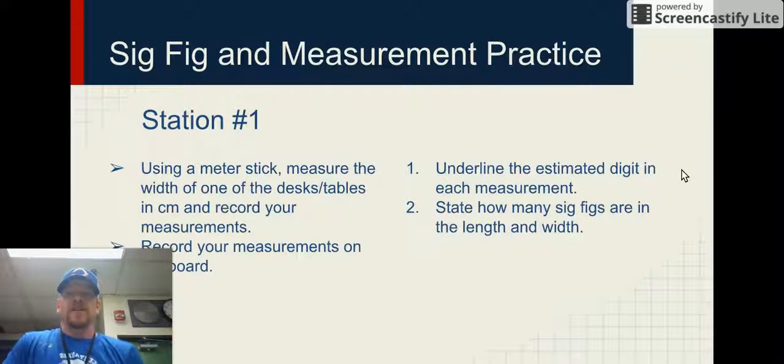All right. Now, in class, we did this. We went through, we kind of practiced it a little bit. And so we ended up looking at this idea that we should have been accurate to the hundredths place when we measured the width of the lab bench. So you should have had numbers like 141.57, and then the 7 would be the underlined estimated digit.